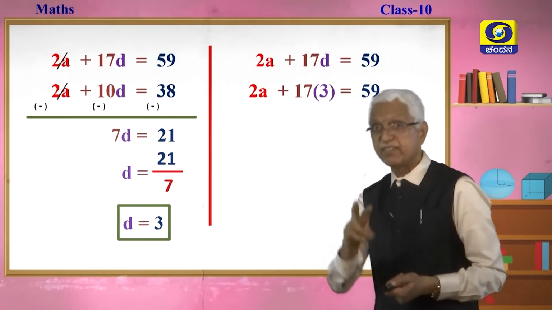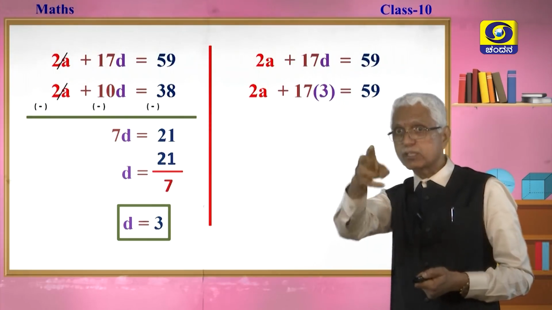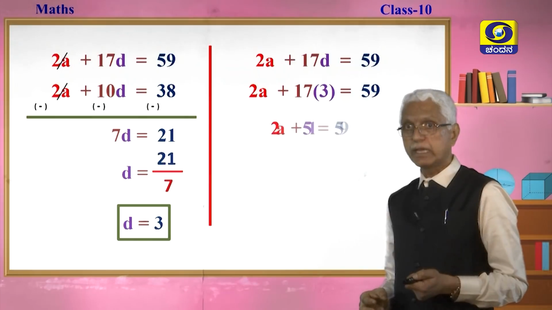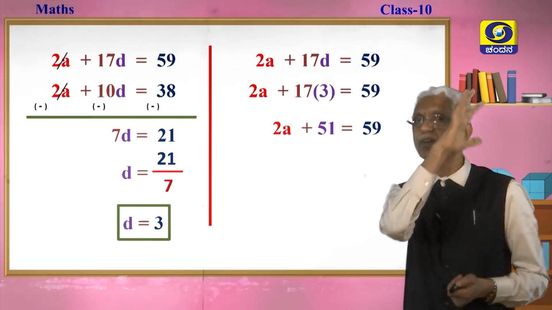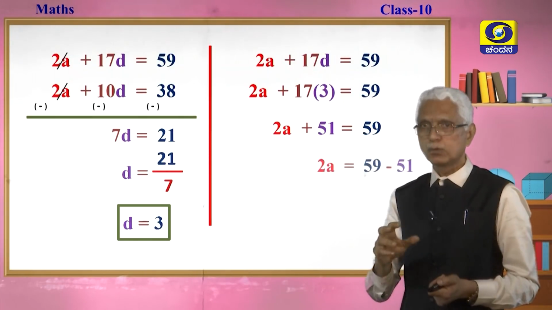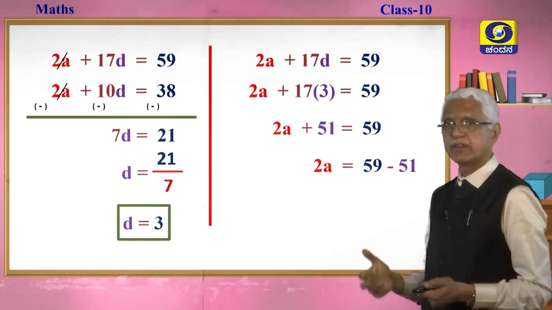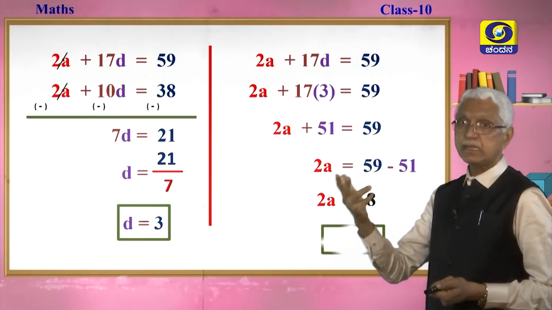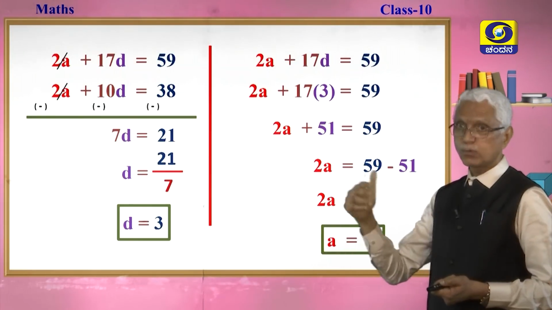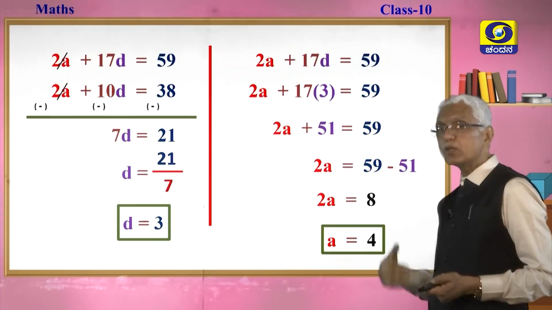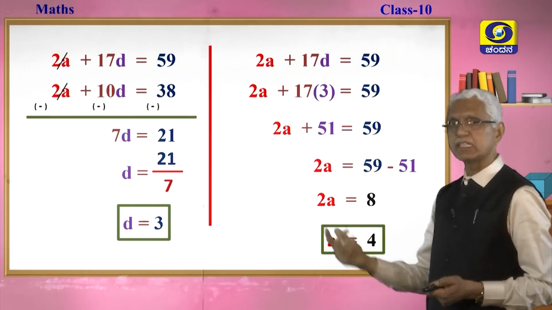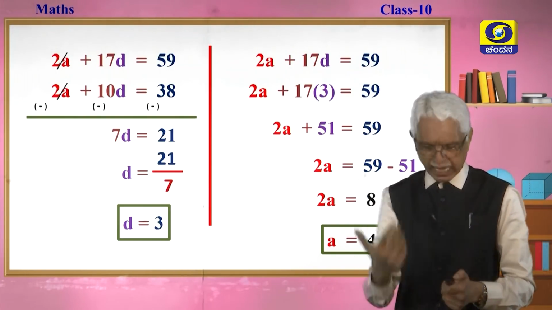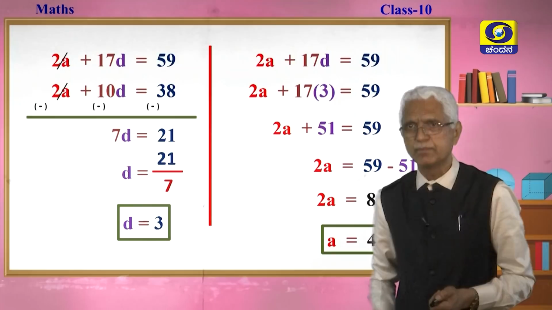So 2a plus 17 into, in place of d you are going to substitute 3. 2a plus 17 into 3 is equal to 59. 2a plus 17 3s are 51 is equal to 59. 2a is 59 minus 51, 2a is equal to 8. A is equal to 8 divided by 2, that is a is equal to 4. You got the first term, you got the common difference. What are they asking? I think they are asking you the 41st term.